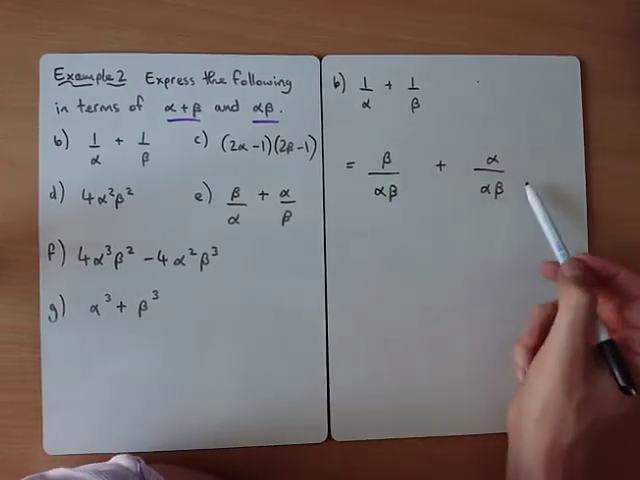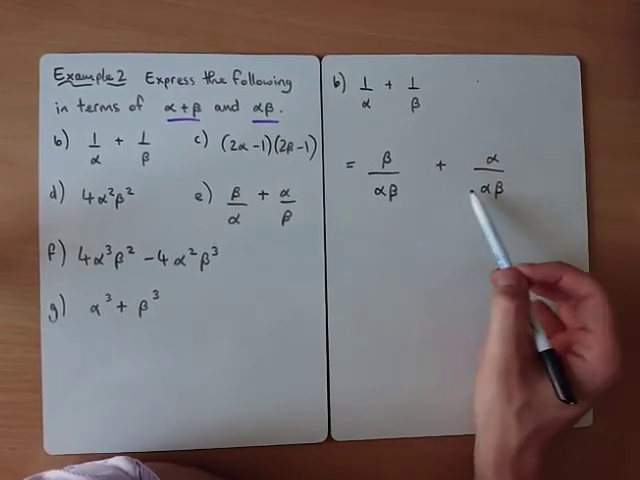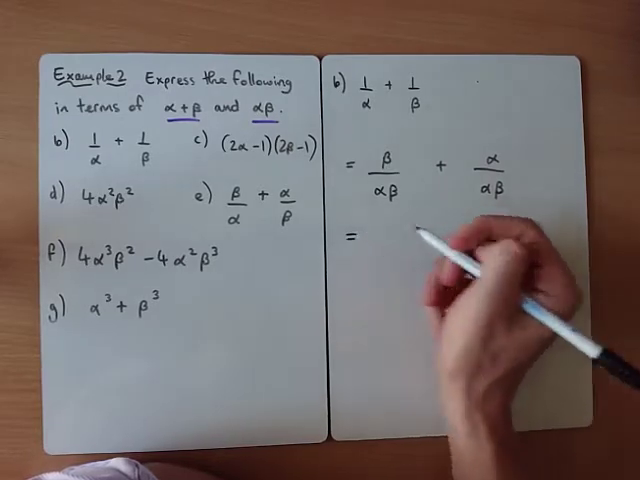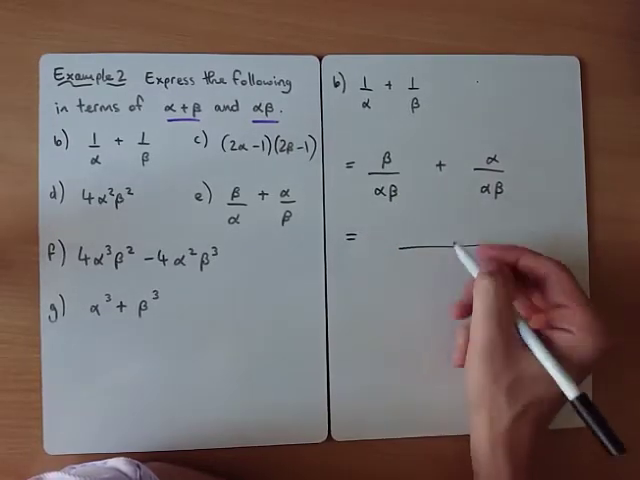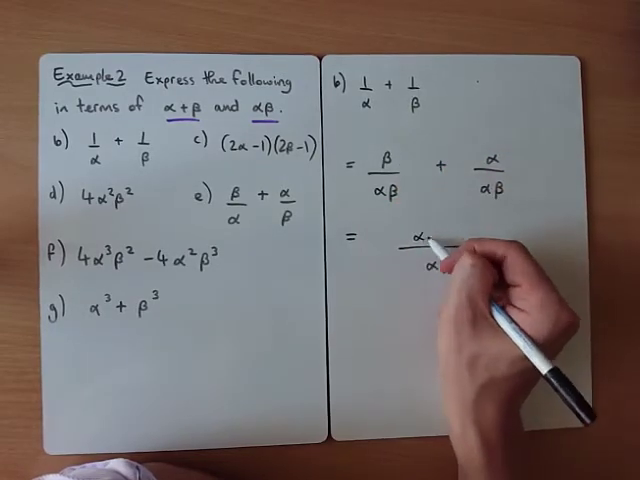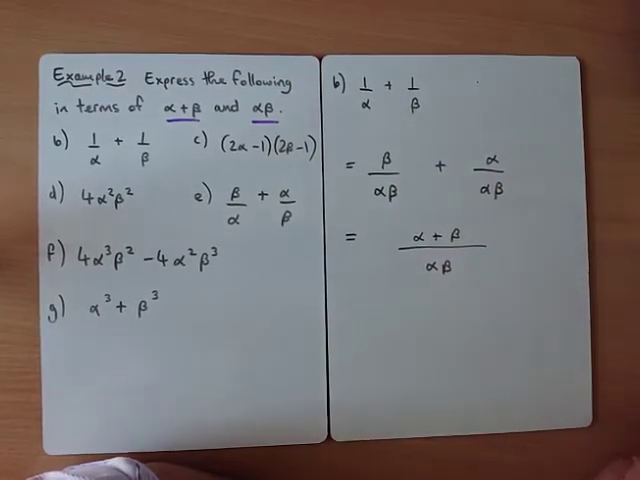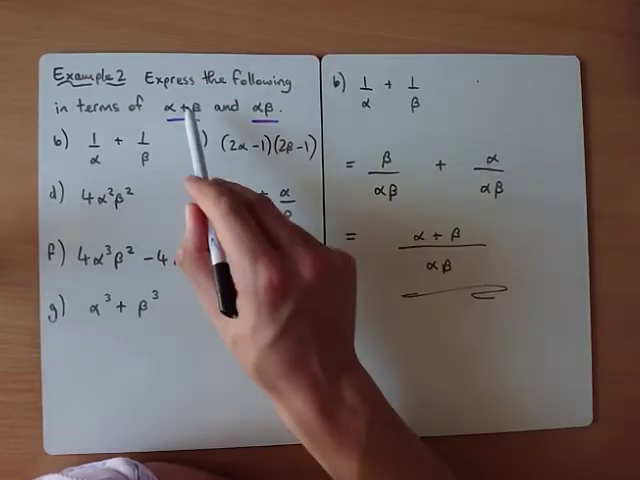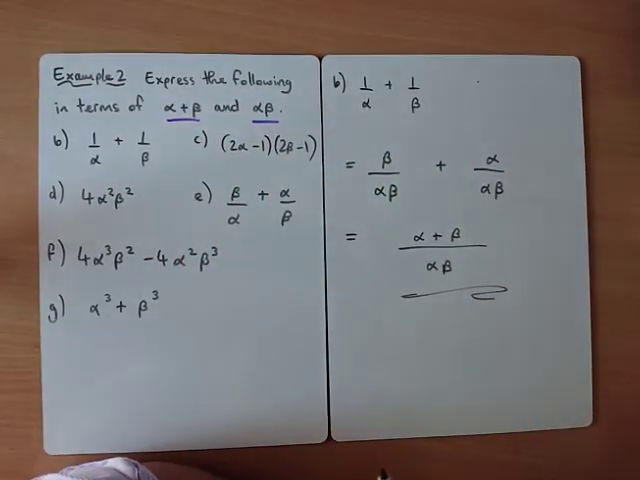So we'd end up with this expression. And now that we've got a common denominator, we can add. Remember, when you've got a common denominator, you just add the two tops together. And that would be now in terms of alpha plus beta and alpha beta.